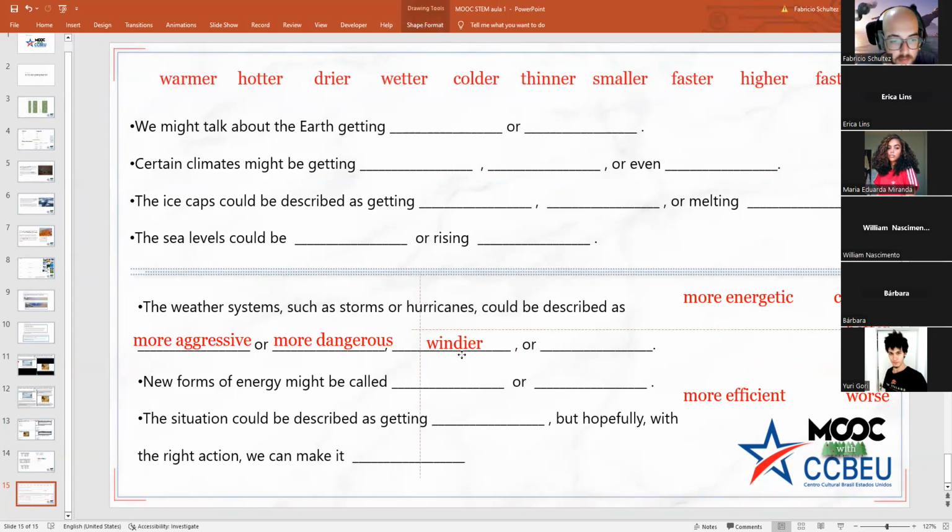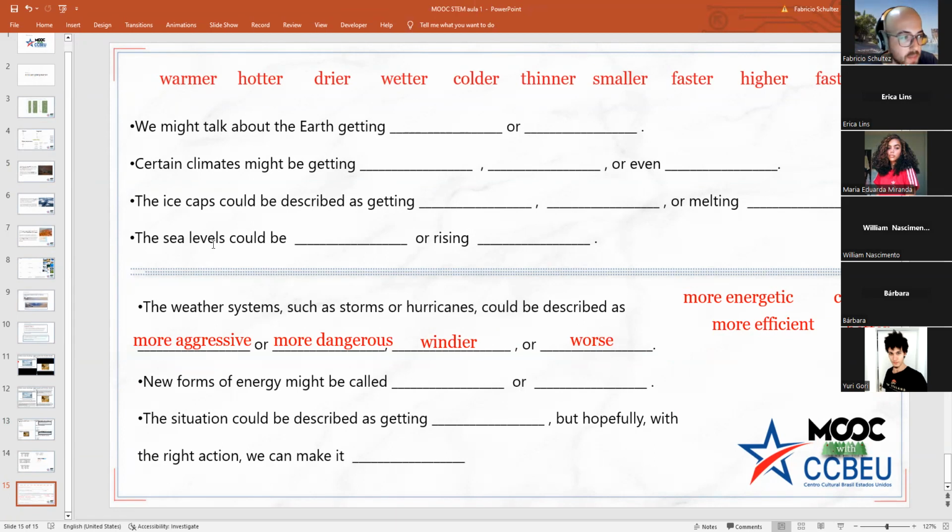Windier or... falta um, falta um. Or worse. Ok. Eu não vou corrigir, vamos fazer tudo, daí a gente vê. Ok.